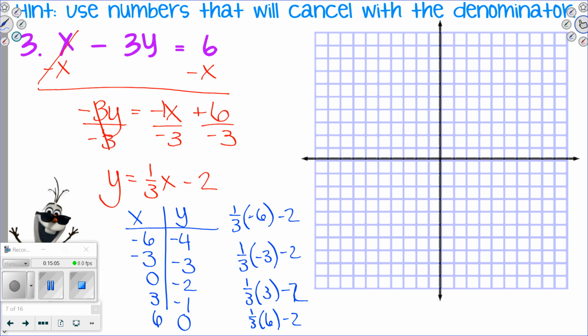All right. So let's plot our points. -6, -4. -3, -3. 0, -2. 3, -1. And 6, 0.